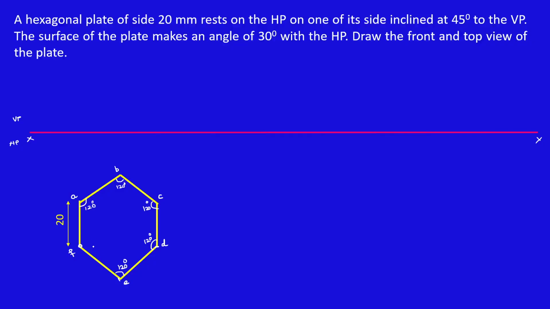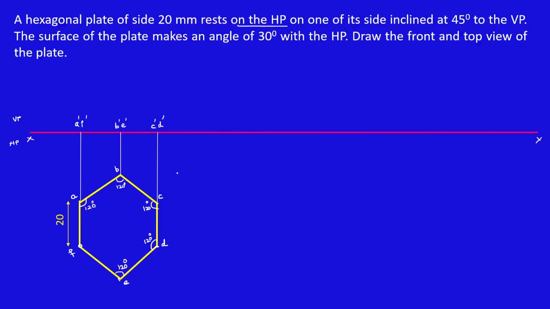So now we have a hexagon of side 20. Now I'm going to extend all the corners towards XY. Here I have A and F. So this is A dash, F dash. This is B and this is E. So B dash, E dash. C and D projected here, C dash, D dash. So this is the diagram for the hexagon resting on HP.